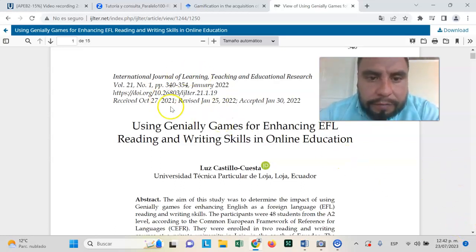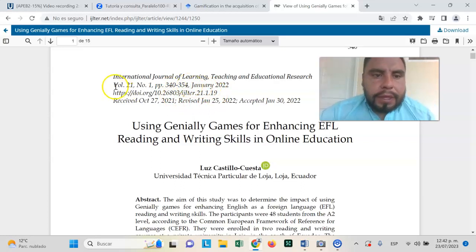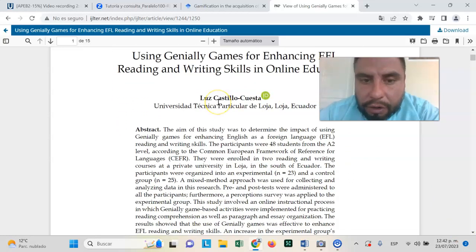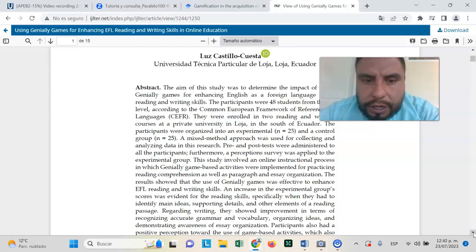And here we have, first of all, the introduction of the journal article, the name of the journal article. Next, we have the title of the journal article, that is Using Digital Games for Enhancing EFL Reading and Writing Skills in Online Education. Next, I can see the name of the author, that is Luz Castillo Cueva, and this is the author of this journal article. Okay, continue with the journal article.